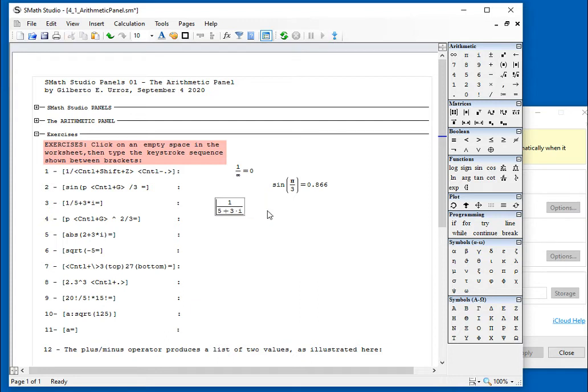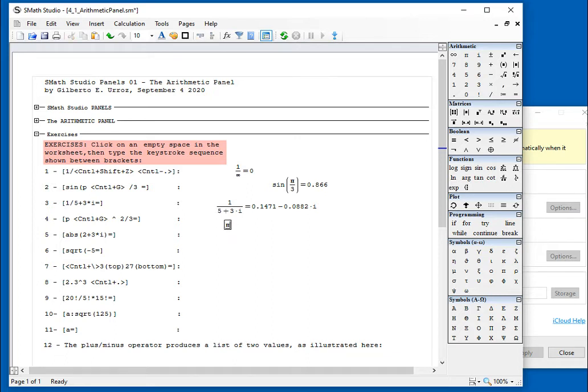Well, we'll leave it like that. We're going to use the equal sign to obtain that result. The next one says P, Control G, that's pi, raised to the 2, P, Control G, raised to 2 over 3 equal. And I'm going to accommodate over here. Then we have the absolute value, abs of 2 plus 3 times I. Actually, it will give you the magnitude. The magnitude of this complex number is 3.6056.